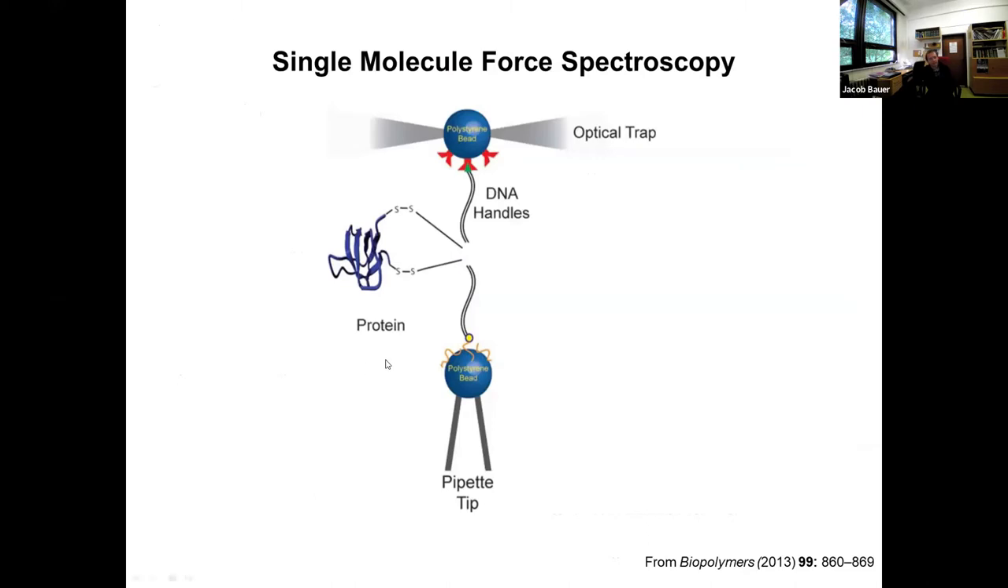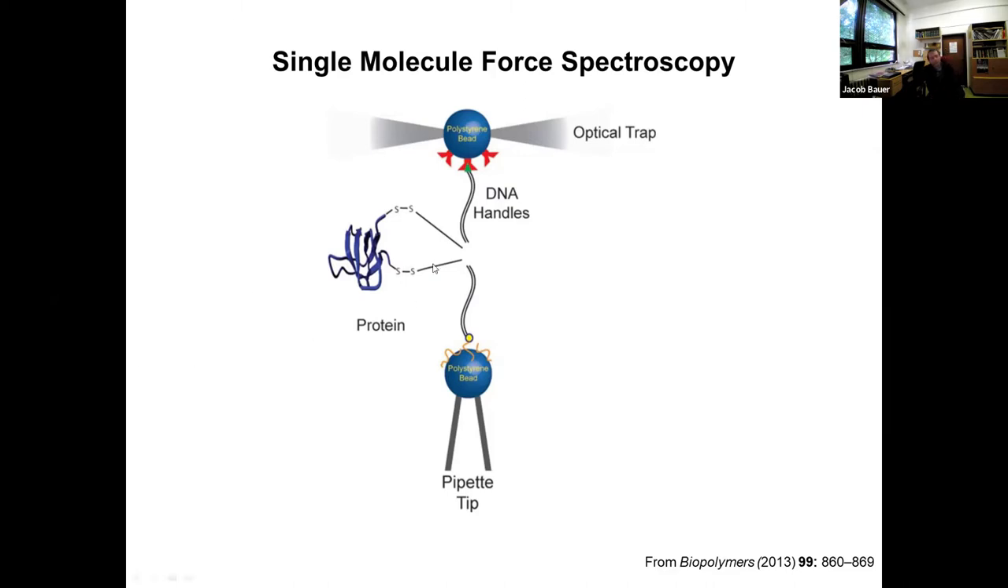So the idea is you take a protein of interest, you introduce a couple of cysteines, and you join them to two DNA handles through disulfide bridges. One of these is connected to a fixed surface, and the other one is attached to something that moves. It can be a polystyrene bead in an optical trap, or it can also be the probe end of a scanning atomic force microscope.